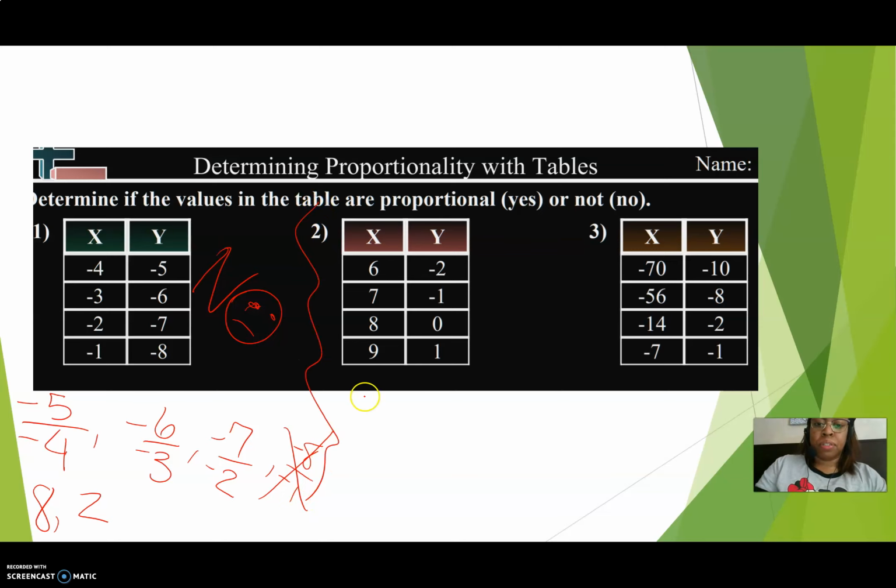For number 2, I'm going to set it up the same way. Y over x, y over x, y over x and y over x. Start with what you know. I know this one here will be the easiest for me to work with. 0 divided by 8, that's just 0.